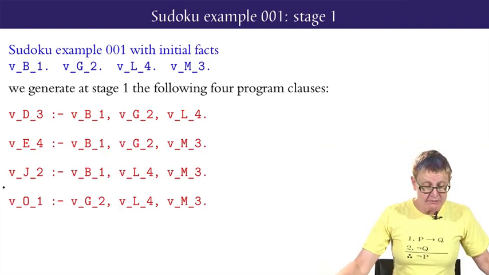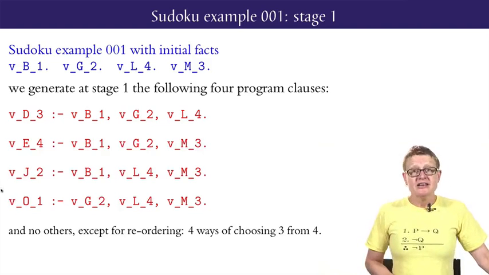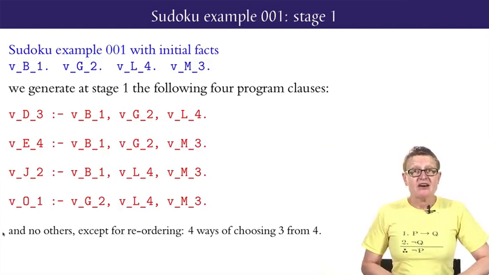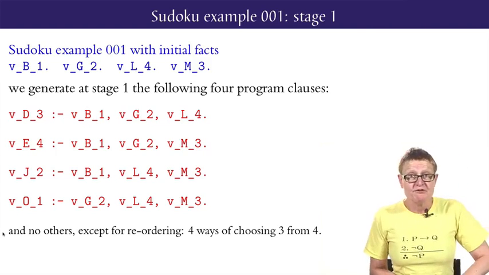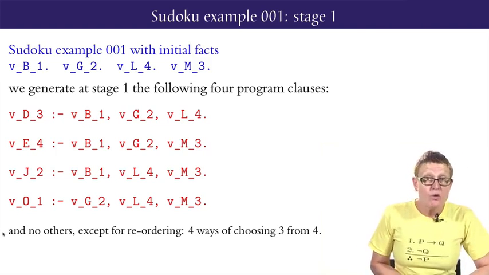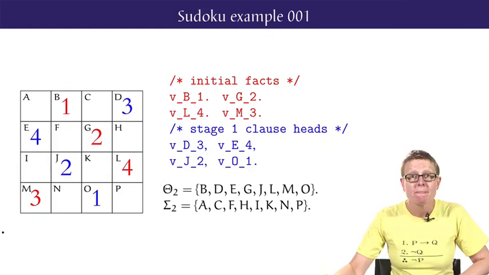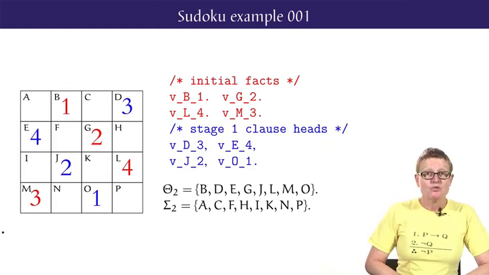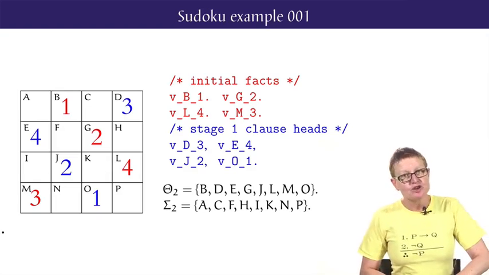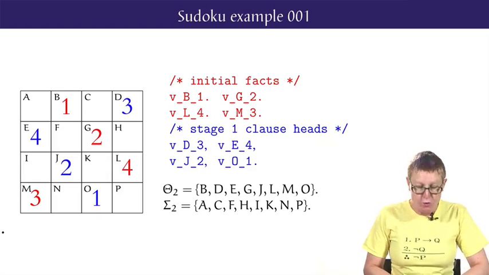And continuing, each time taking a subset of 3 out of the 4 initial facts, so we end up with 4 ways of doing this, ignoring reordering. Here is our example at the end of stage 1, with the heads of the new clauses shown in blue.